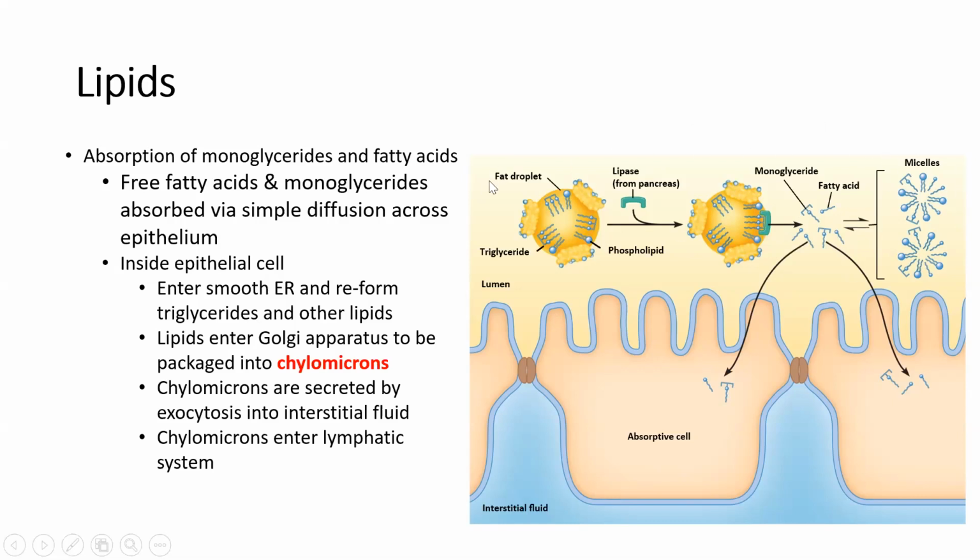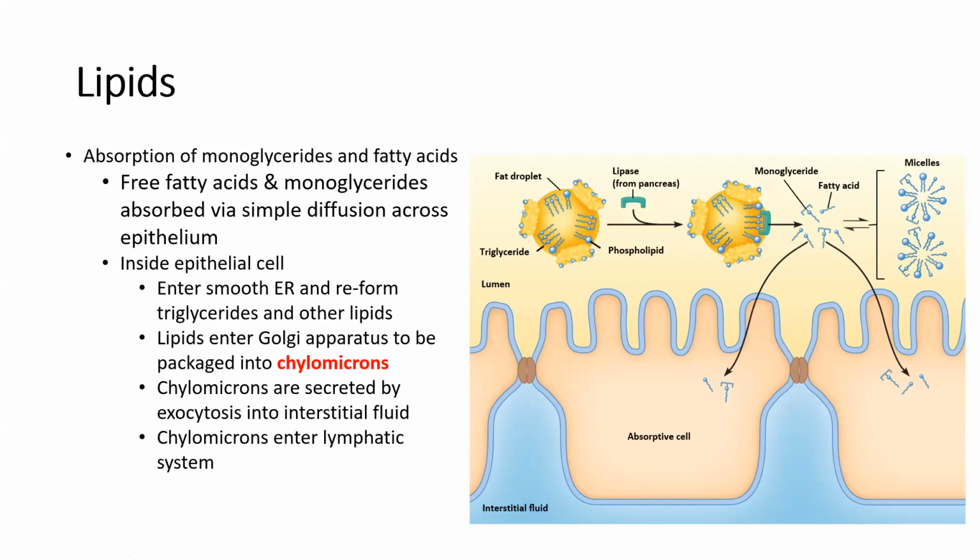We had this large fat globule. Bile salts came and broke that down into a smaller fat droplet. Lipases acted on that smaller droplet and made it into even smaller components such as monoglycerides or fatty acids. And then there's an equilibrium between whether or not we're converting these to these monoglyceride and fatty acid components, or we're making these into micelles. Either way, they're going to get moved across the epithelial cell by simple diffusion.